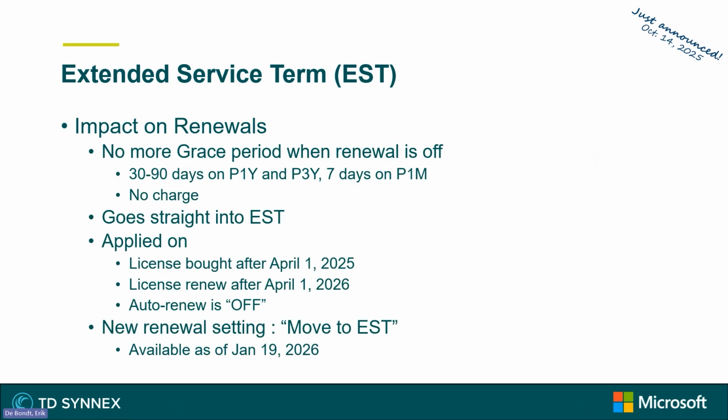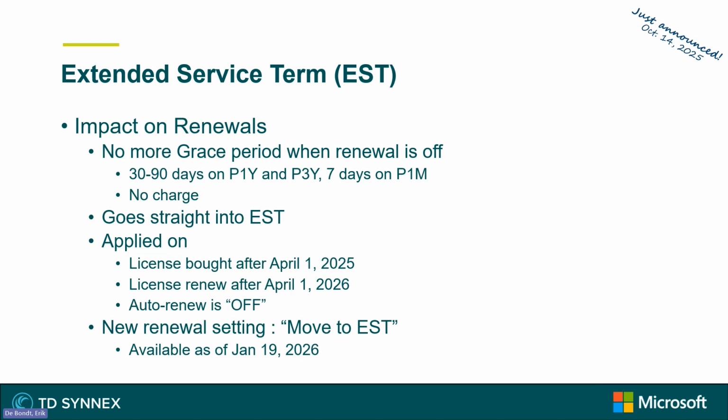But there is an impact on renewals. As of the 1st of April, 2026, there will be no more grace period when the renewal is set to off. Today, if you set the renewal to off and you forget to put it on, your customers can use the licenses for 30 to 90 days even on a yearly term or a 3-year term, and 7 days on a monthly term. That will go away. Today, that's for free. You can use it. And obviously, people abused it. So maybe let's get rid of it.